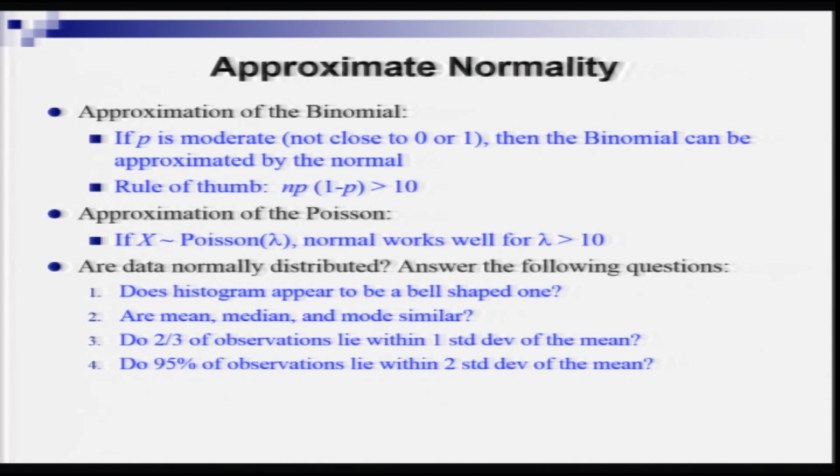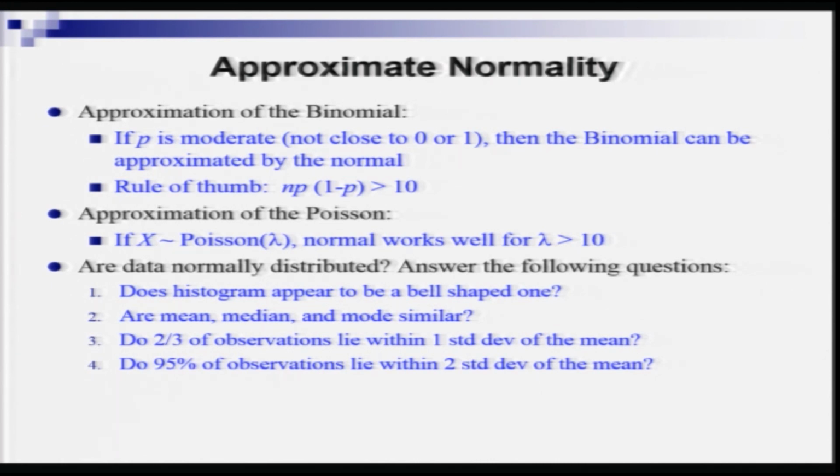Now, I will end with answering this question: is my data normally distributed? Can I use normal distribution as an approximation to the data that I am looking at, by looking at the histogram or the relative frequency distribution? So, here you have to answer the following 4 questions. Does your histogram appear to be a bell shaped one? If yes, then that is a good sign. Are mean, median and mode similar or very close? If the answer is yes, then of course, it is a good sign and you can think of normal approximation. Then there are 2 other checks.